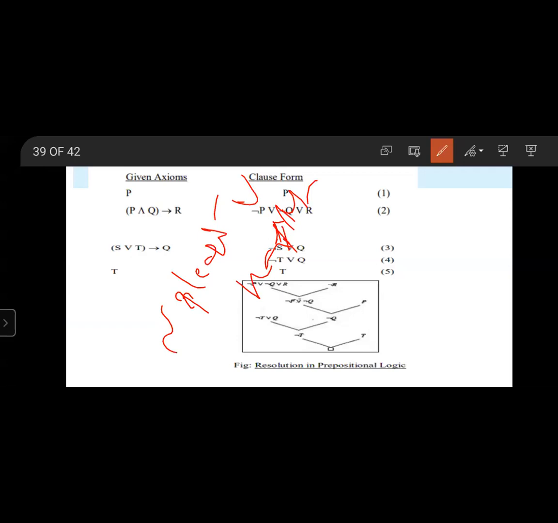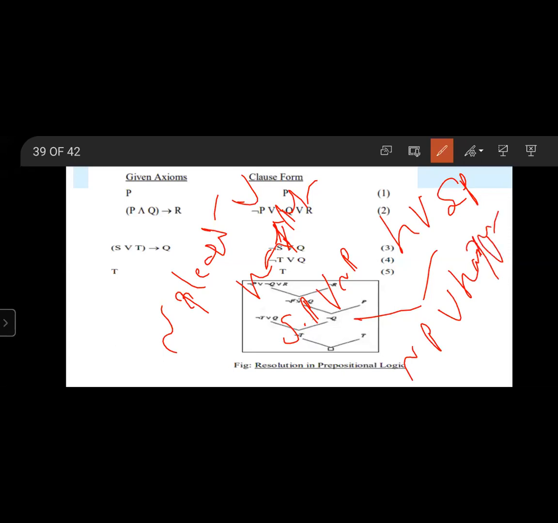See here: not pleasant or strawberry picking, and not strawberry picking or happy. Cancelling strawberry picking and not strawberry picking, we get the new clause: not pleasant or happy.